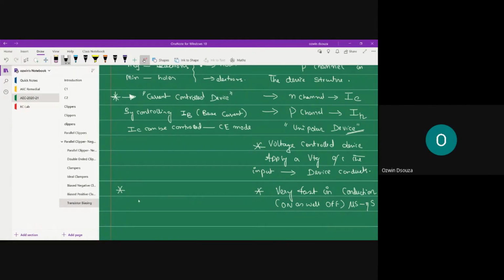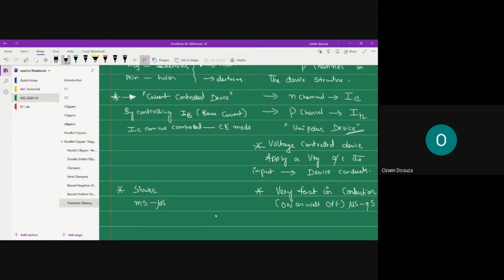On the other hand, BJTs are slightly slower. They are slower in the sense that the turn on and turn off time normally varies in millisecond to microsecond. Nanosecond is negligibly small, right? The moment you give an on pulse, the device straight away gets into conduction. So this is one of the major differences.